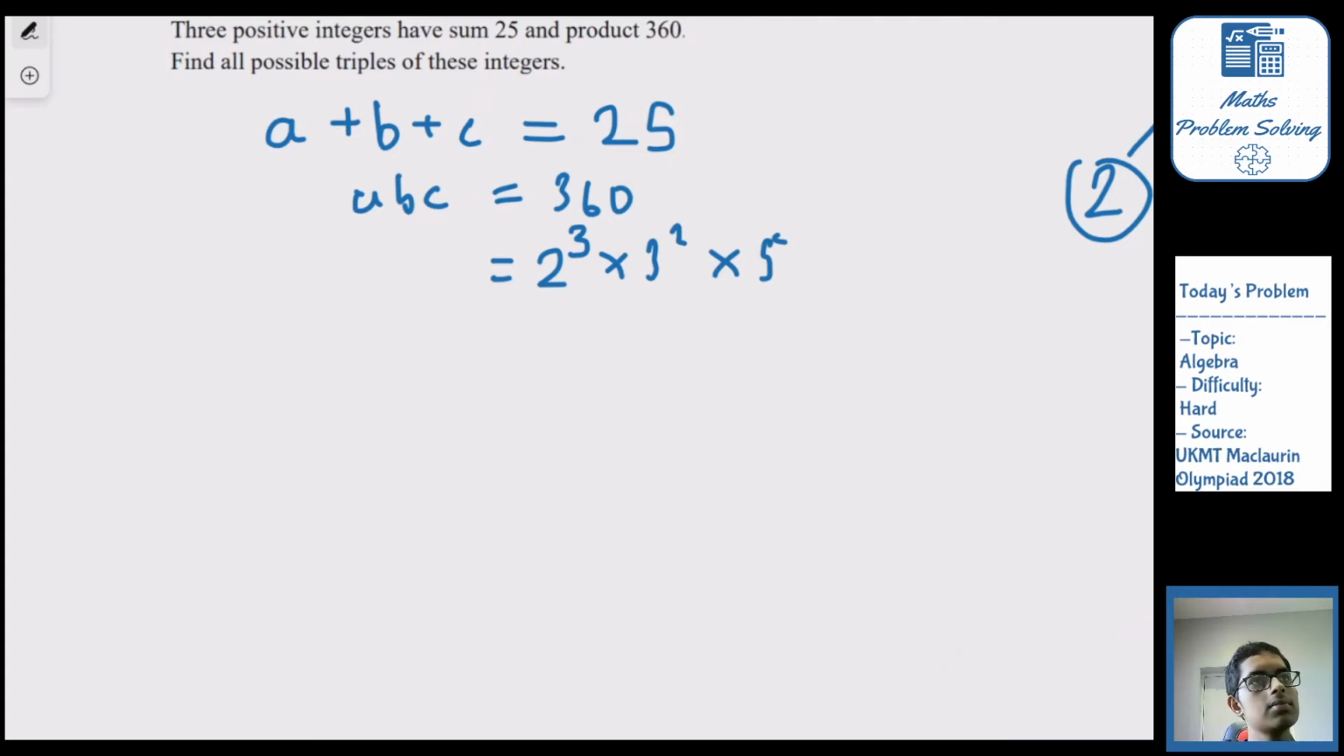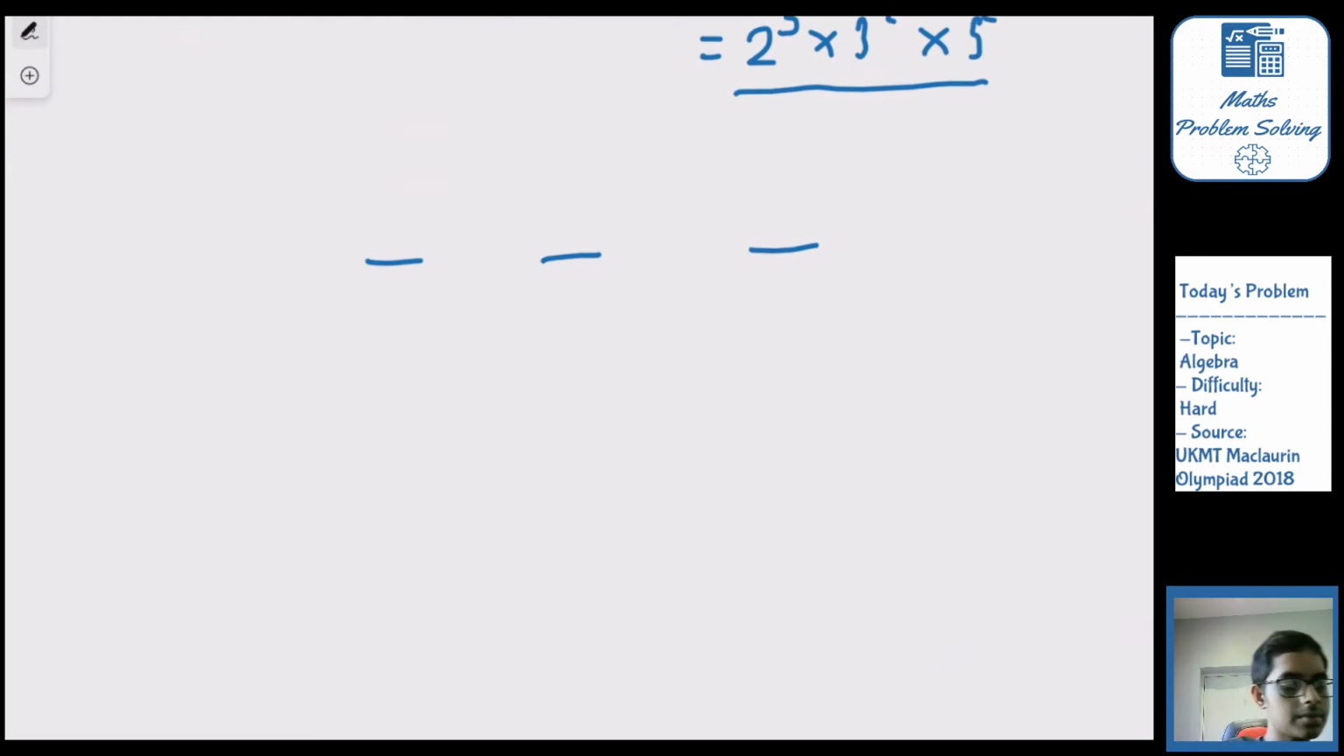So now these three numbers have to multiply to give 360. And another way of saying that is they have to multiply to give this number. So let's just write these numbers over here like this. Okay, so these numbers are a, b, and c. Since they have to add to give 25, we have some limitations. One of the numbers can't be greater than 25, obviously, since the other two would have to be 0 or negative, and yeah, we don't want to go there.